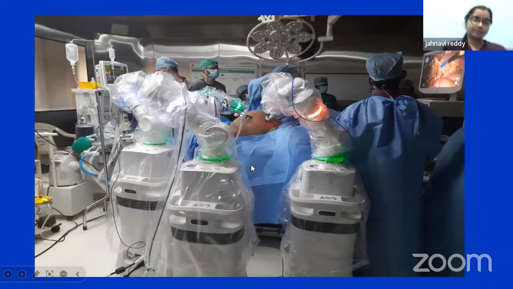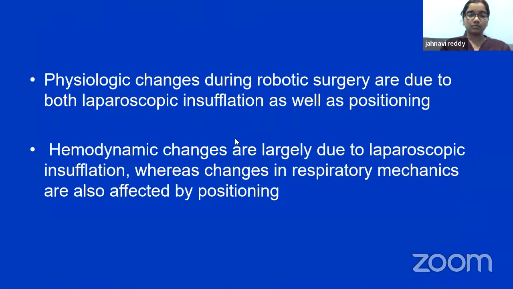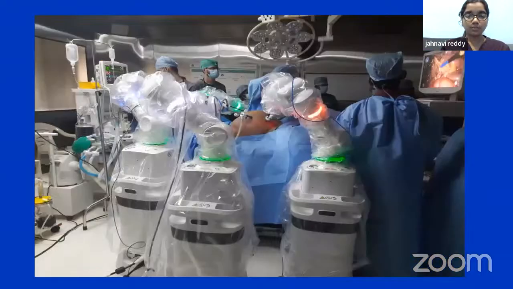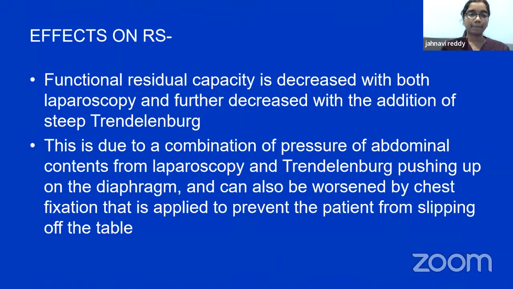And one more thing: the patient is positioned in the head low position, so he might slip off the table. So we should take care that the patient is not slipping. So we place shoulder braces, which compress the chest and cause further compromise of lung function.